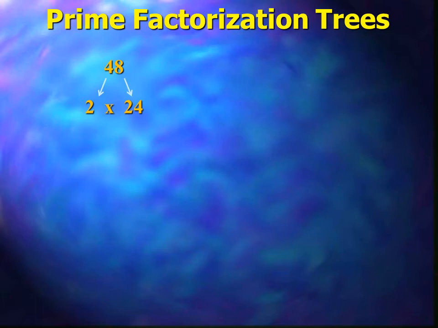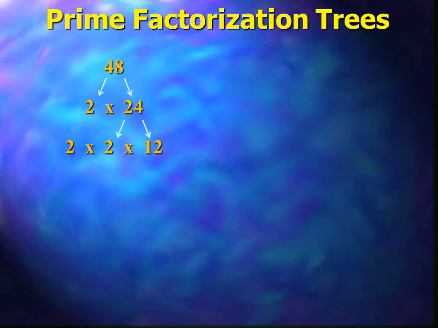We cannot break down 2 any further, but we can factor 24. And if we look, 24 is also an even number, so we know that it is divisible by 2. So we're going to carry that first 2 down from 2 times 24, and we're going to split up 24 into 2 times 12.